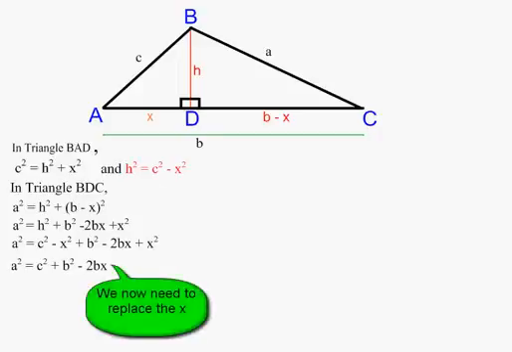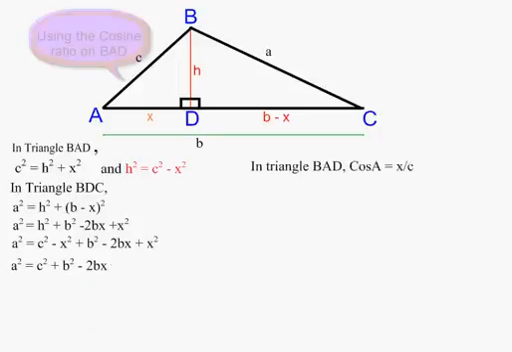So we go back to triangle BAD. Now using the cosine ratio, cosine A would be x over c because it's adjacent over hypotenuse. Rearranging that formula will give us a nice algebraic expression for x, because x is now going to be c times cosine A. We just write that as c cos A. Now we have a value for x.